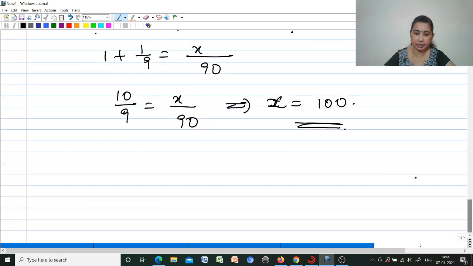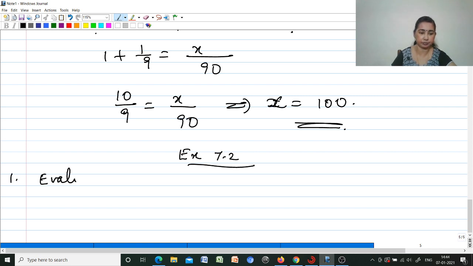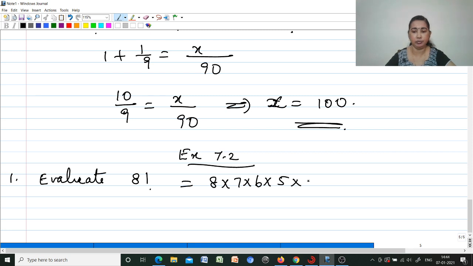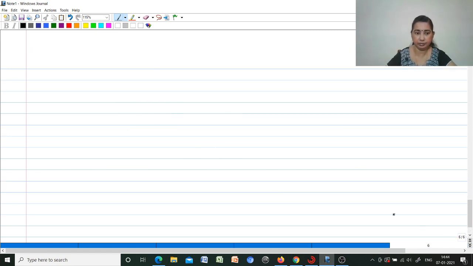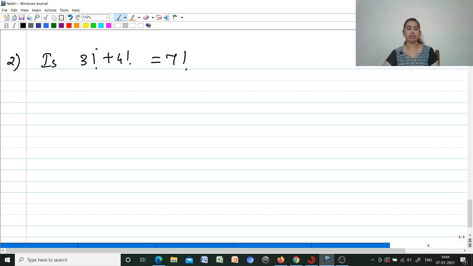Now, a small exercise using factorial, exercise 7.2. First one, evaluate 8 factorial. 8 factorial means 8 into 7 into 6 into 5 into 4 into 3 into 2 into 1. Multiply and write the answer. Then next one, question number 2: is 3 factorial plus 4 factorial equal to 7 factorial? Whether the sum of 3 factorial and 4 factorial is equal to 7 factorial.